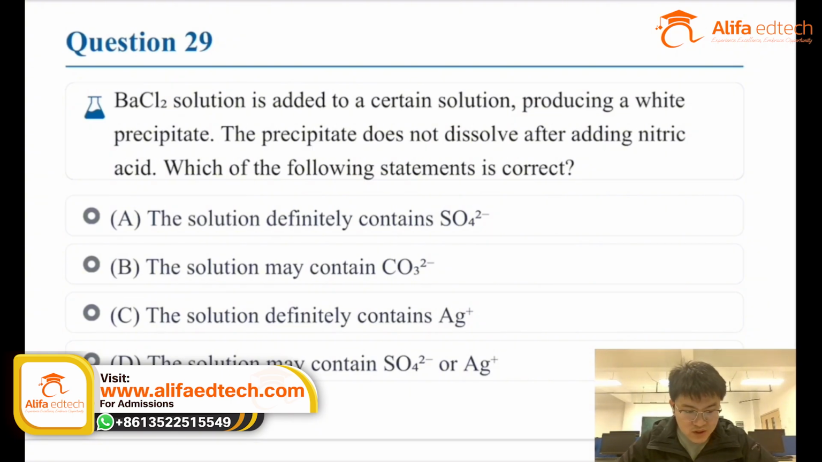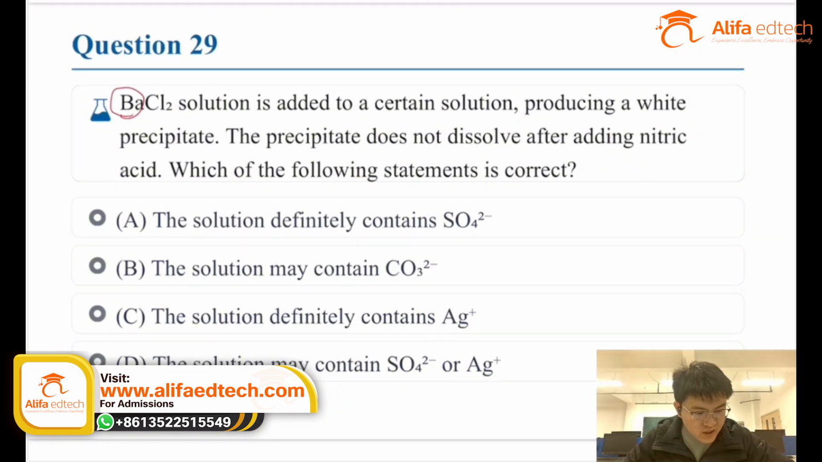About the addition of barium chloride to a certain substance producing a white precipitate, we need to analyze its precipitation table. We have to consider two things: precipitation caused by barium ions, and precipitation caused by chloride ions. First, white precipitates containing barium ions. We need to know barium sulfate, barium carbonate, barium sulfite, barium phosphate, and barium oxalate. There are 5 kinds.